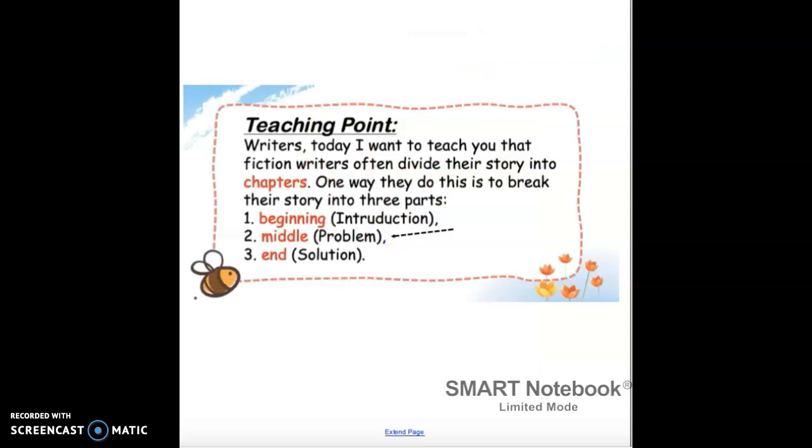Okay. So teaching point. Writers, today I want to teach you that fiction writers often divide their stories into chapters. One way they do this is to break their stories into 3 parts. So yesterday we wrote about the beginning of your realistic fiction story. You guys talked about the characters. You introduced the characters, you introduced the setting, you introduced what your character is doing in the setting. That's very important to start that in your realistic fiction writing. So today we're going to focus on the middle of the story, okay, and what you must have in your story in the middle.